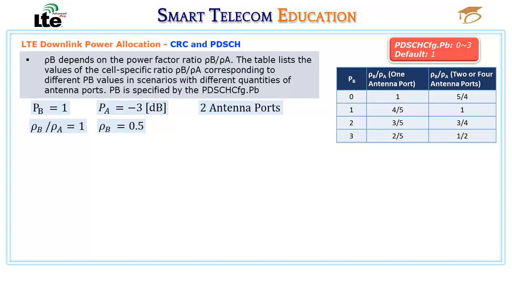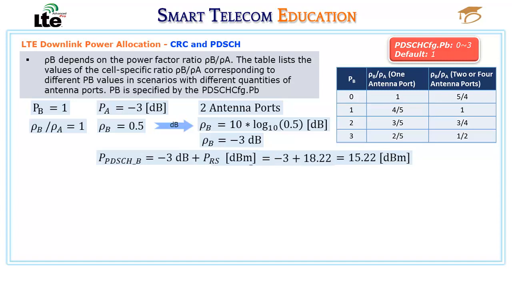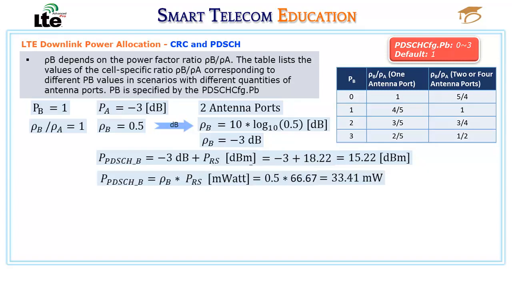as ρ A equals 0.5. The current value of ρ B can be used to calculate the power in milliwatt. For a calculation in dBm, ρ B should be converted to a decibel value. The conversion formula is ρ B equals 10 log 0.5, so ρ B is equal to -3 decibels. The power of PDSCH type B in dBm is given by the formula -3 decibels plus RS power in dBm, equal to 15.22 dBm. The corresponding value in milliwatt is given by multiplying ρ B and the reference signal power.